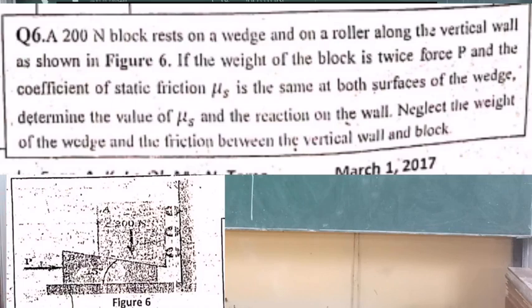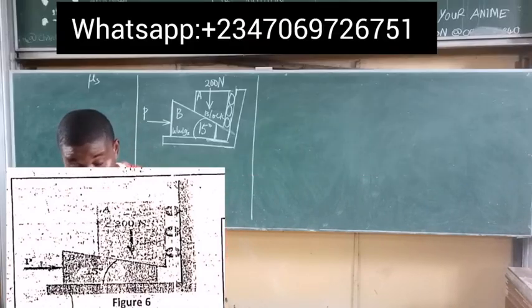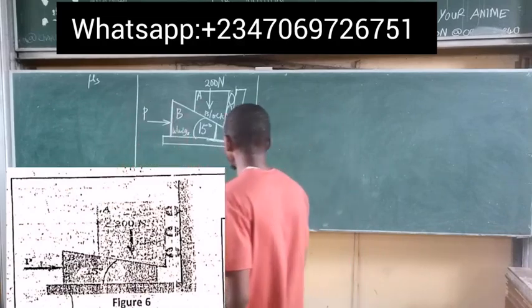which is the coefficient of static friction, and the reaction on the wall, neglecting the weight of the wedge and the friction between the vertical wall and block.